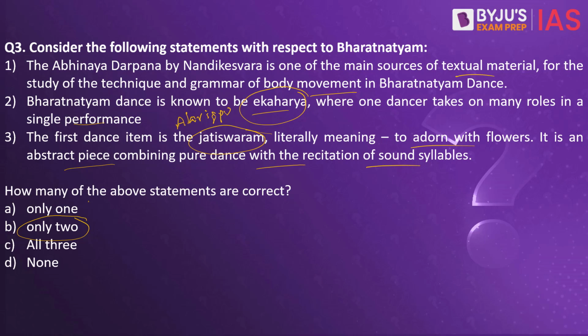This happens to be a short pure dance performed to the musical notes of any raga of Carnatic music, and this Jatiswaram has no Sahitya, it has no words. It is composed of adavas, which are pure dance sequences, and they form the basis of training in Bharatanatyam dance. So remember, the first thing that we have is the Alaripu, which means to adorn with flowers, and it is an abstract piece combining pure dance with the recitation of the sound syllables.